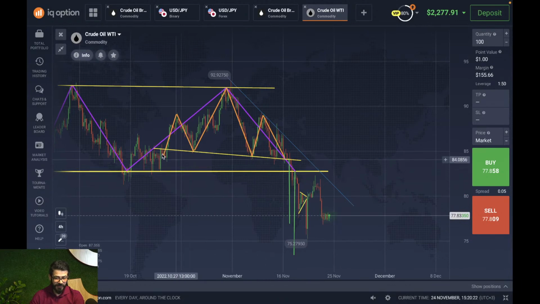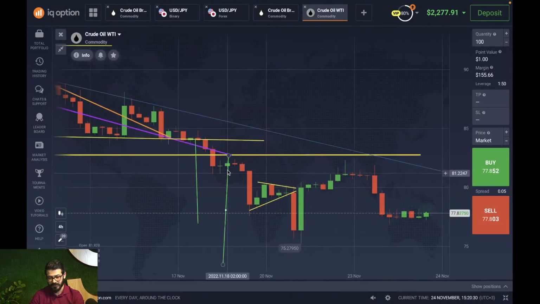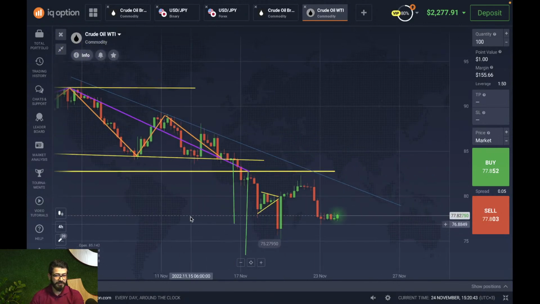Basically what happened here, after I saw these two patterns, I already calculated the target distance and everything else. I waited for the breakout on both, and you can see here this green line that I drew, it basically represents my price target. After the breakout happened, it did go down. So this is one of the things that can help you.